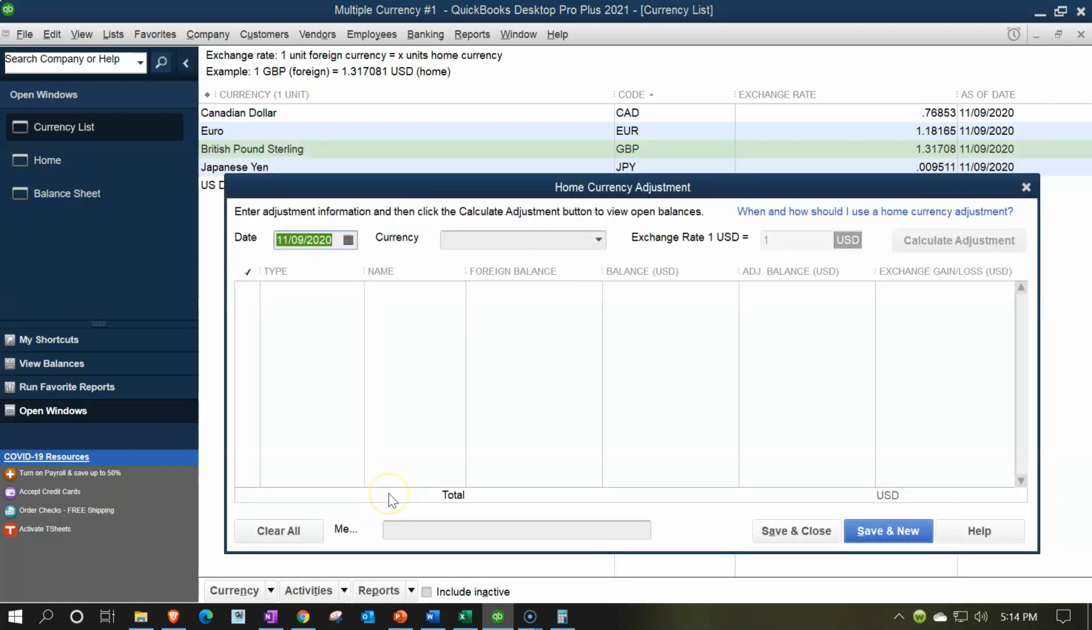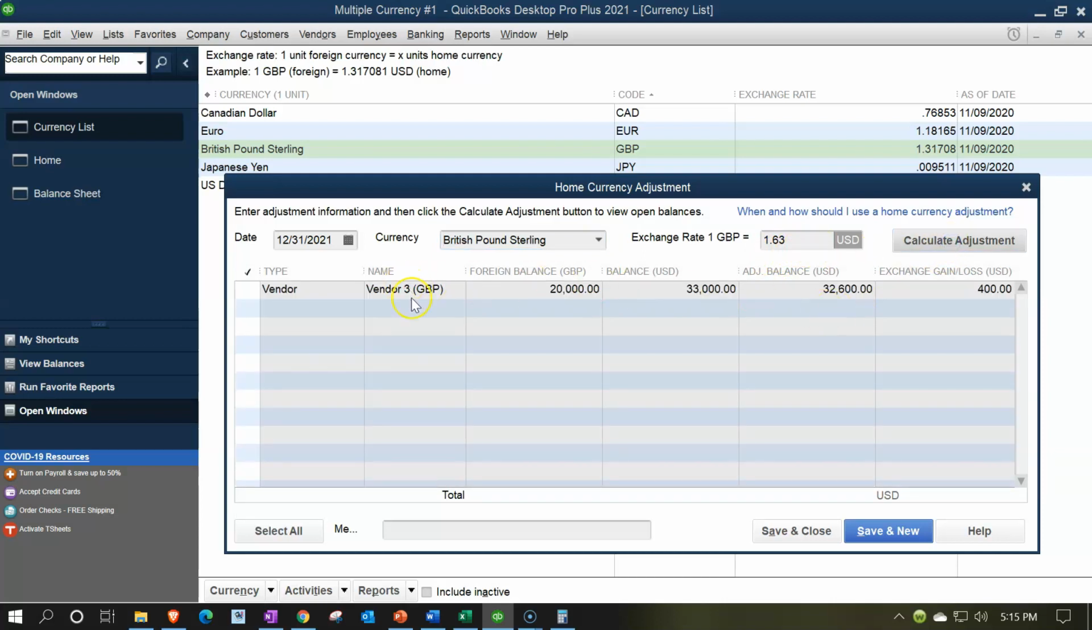And we want to do it as of 12/31/21. We want to do it for the GBP, or the British pound sterling. And there's the current rate, 1.63. That looks correct. So we're going to say calculate it.